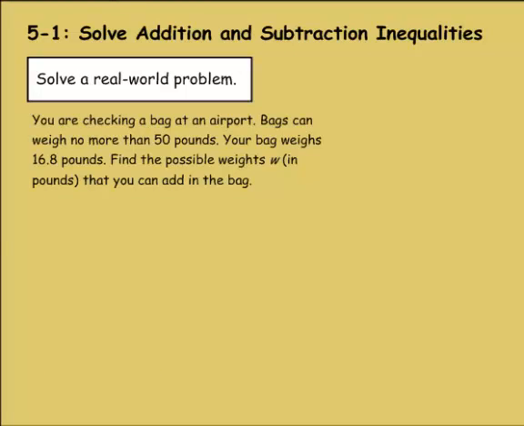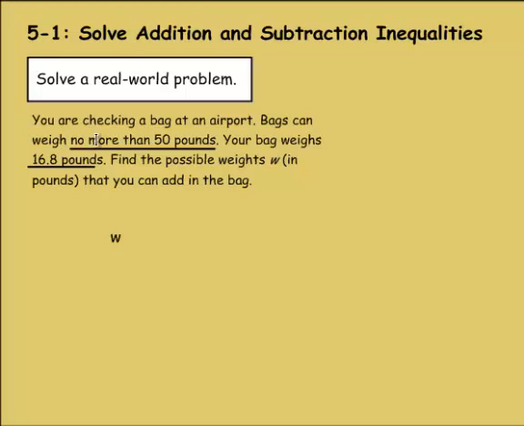Here we have a real-world situation. It says you are checking a bag at an airport. Bags can weigh no more than 50 pounds. That tells me a lot of information. Your bag weighs 16.8 pounds. Find the possible weights W in pounds that you can add in the bag. So it tells us the variable to use, which is W. That's the weights we can add.